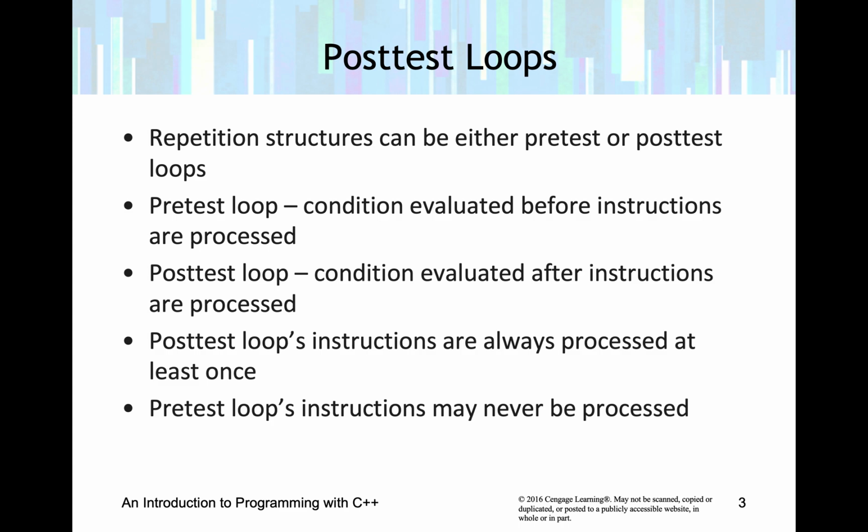The repetition instructions can be either pretest or post-test loops. We already went over what a pretest loop was and a post-test loop. And like I said, the post-test loop instructions are always processed at least once. So with the post-test, we go into it once and then we test. With a pretest loop, the instructions may never be processed, meaning that if the very first time you try to go into the loop and it's false, then it's never going to go into the loop.